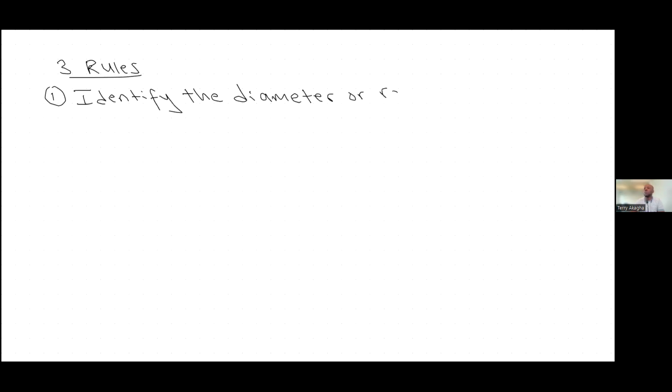So the 3 rules to solve this. The first thing you do is identify the diameter or radius. Then when you've identified that, number 2, you substitute the variables into the formula.